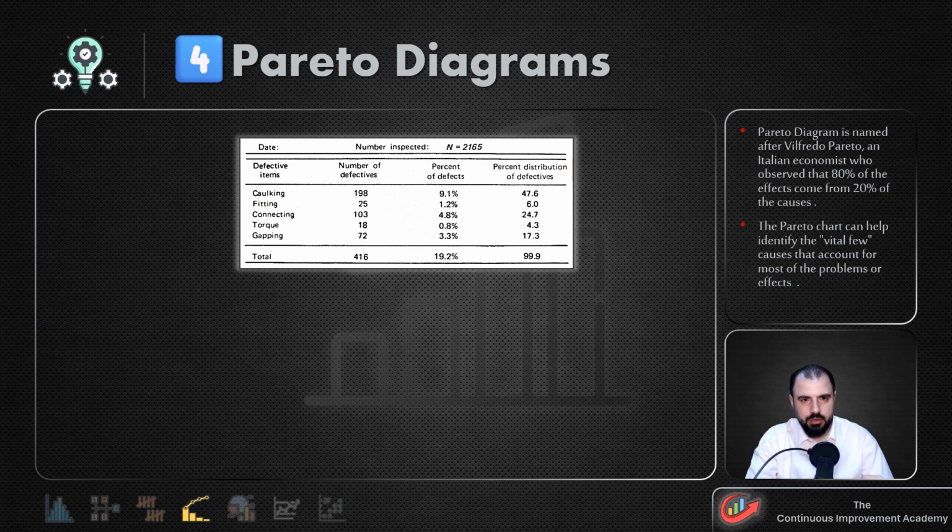So in a Pareto diagram, we want to make use of the data that we already have in order to prioritize our efforts, and take the necessary actions in areas that are more significant than the others. So, for example, we have this table with the number of inspected items, the number of defectives, the percentage of defects, and also the distribution for each defect.